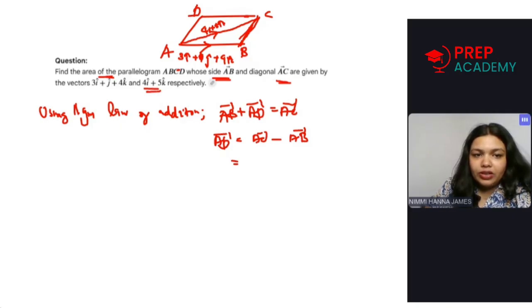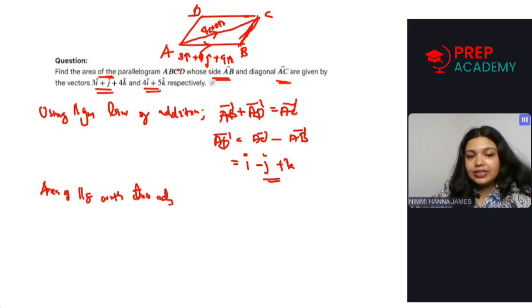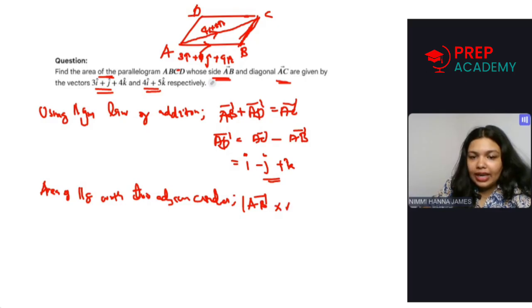So AC is 4 and this is AB. So I component, 4 minus 3 it is i. J component, here j component is 0, so 0 minus 1, minus j. Here it is 5 minus 4, it is plus k. So that is AD vector. So now you can use the area of parallelogram formula. So area of parallelogram with two adjacent sides given is AB vector cross AD vector. Okay, they are direct cross product.